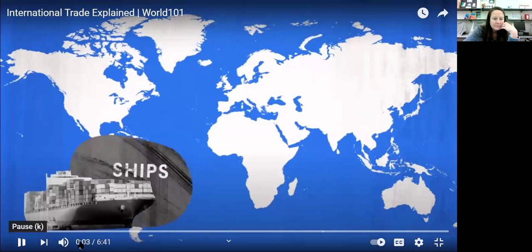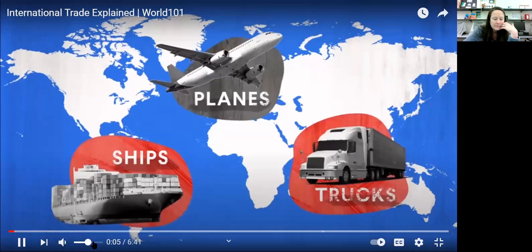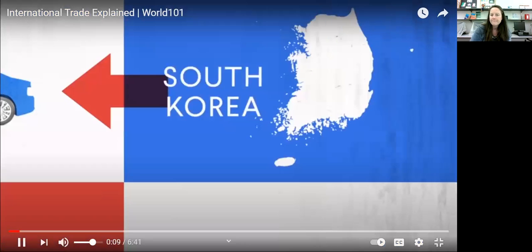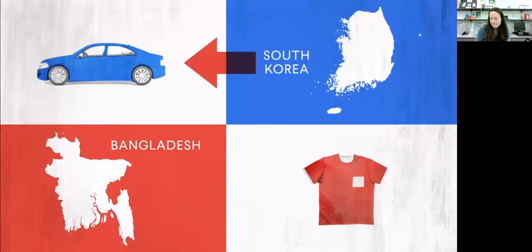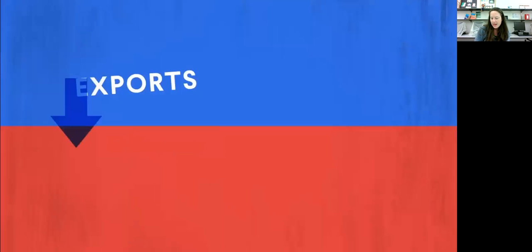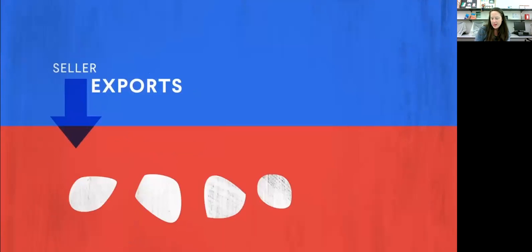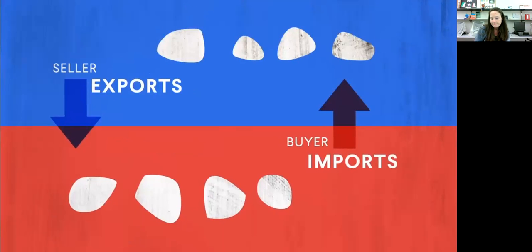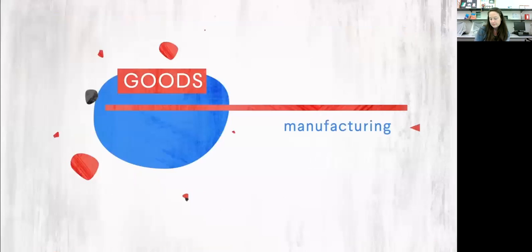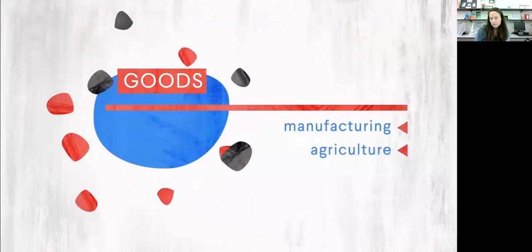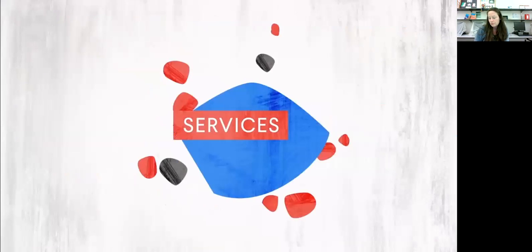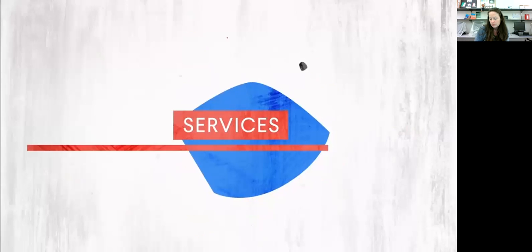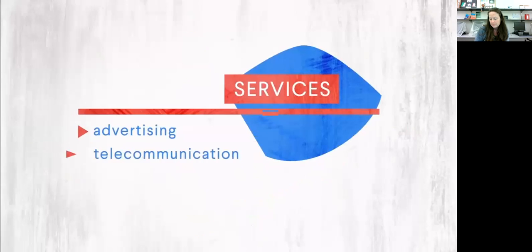Network of ships, trucks, and planes move massive quantities of goods around the world. Your car might come from South Korea and your t-shirt from Bangladesh. All countries export, sell products and services abroad, and import, buy goods and services from foreign trading partners. These goods are manufactured items or agricultural commodities. Services, a dynamic and growing part of trade, refer to all intangible goods such as advertising and telecommunication.